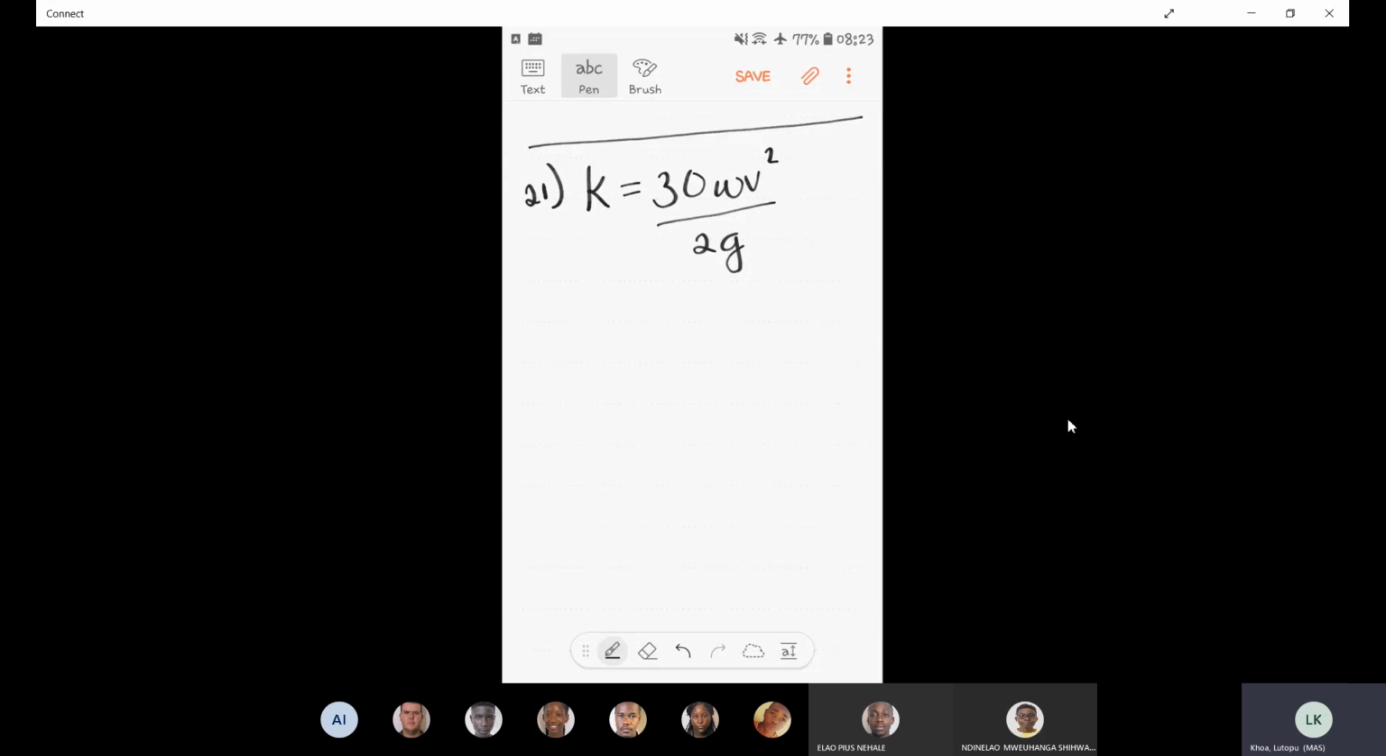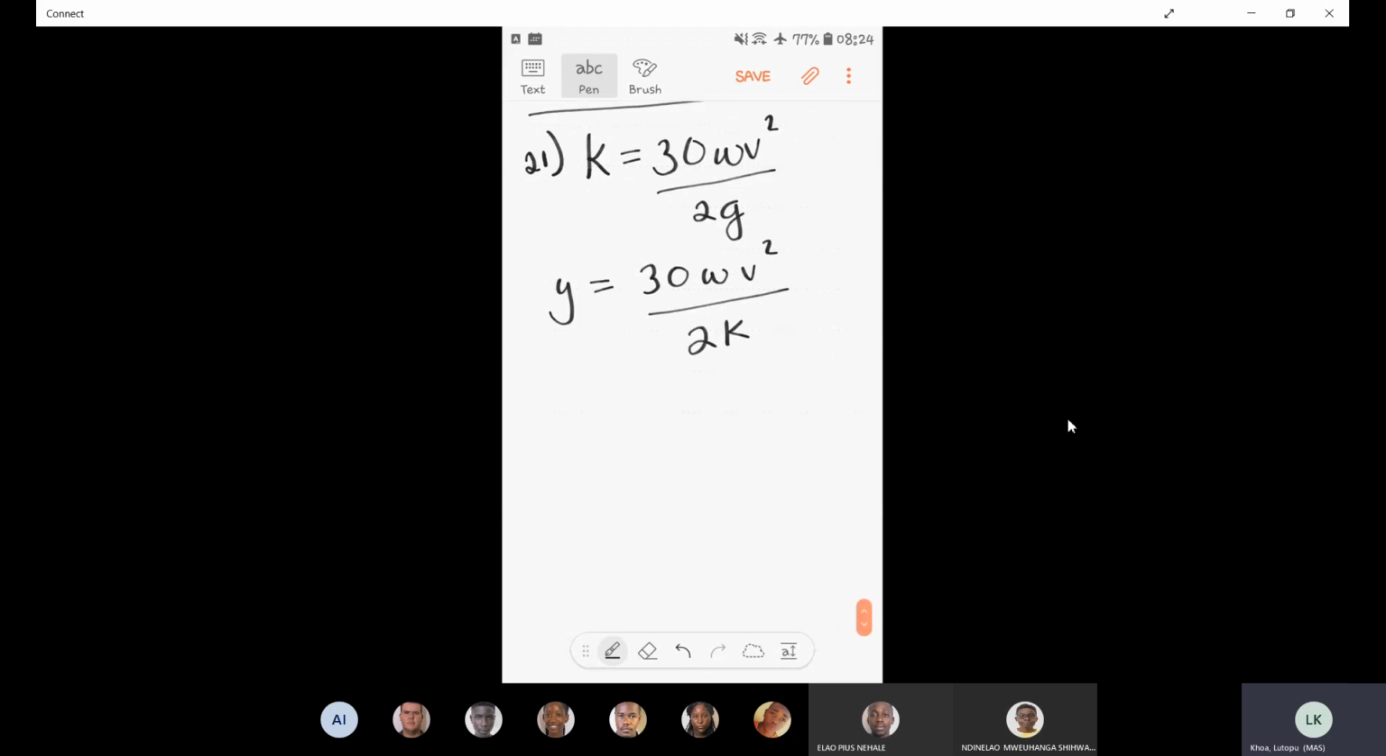So this one is very simple. You just multiply by G on both sides and then divide by K. So I can just do it in one step. G is equal to 30W squared over 2K. So nothing complicated about that one. Then 23.